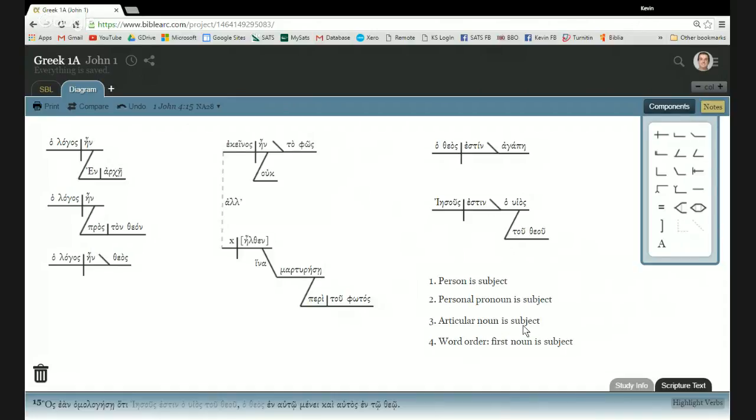The articular noun is the subject. We got a great example of that in John 1:1, which said, theos ên ho logos. Even though the word order put theos first, it's the noun with the article, ho logos, that will be the subject, and the noun without the article, in this case theos, becomes the predicate. And if none of those applied, I don't think we had an example where none of those applied, but if none of them did apply, then whichever one appeared first of the two would be considered the subject and the other one the predicate. So those are our pecking order, more or less.